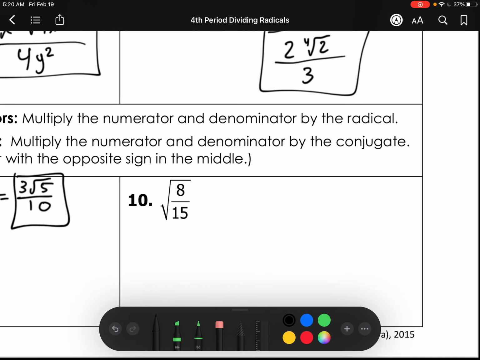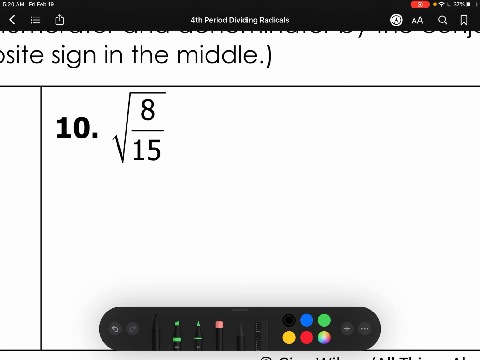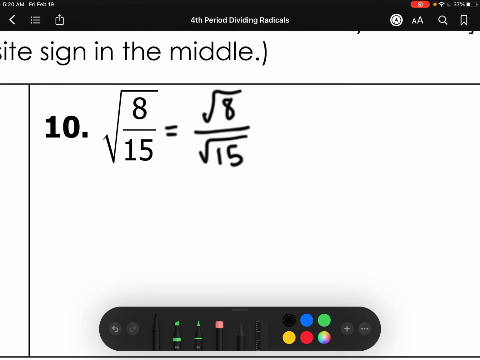Hope you guys understand that one as well. Next we have the square root of 8 divided by the square root of 15. I can't simplify that any further, so this becomes the square root of 8 divided by the square root of 15, right? I can't do anything here, so I need to rationalize my denominator. My denominator is the square root of 15, so I need to multiply the top and the bottom by the square root of 15, right?